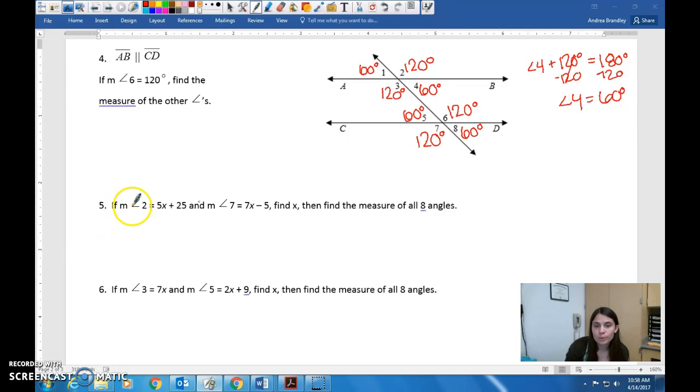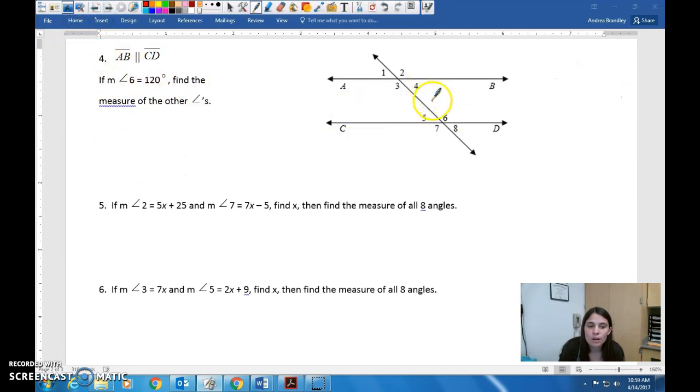Number 5, we're using the same figure, but we're given some new information, so I'm going to erase what I have so far. It may be nice if you just listed your numbers in your angles so you can go back and forth with what other things are, but it's totally up to you. So the measure of angle 2 is 5x plus 25, and the measure of angle 7 is 7x minus 5. So the first thing it asks me to do is to find x.